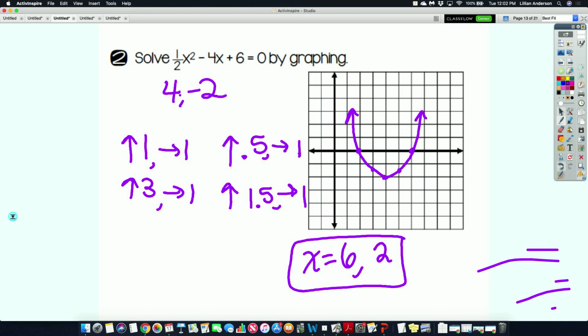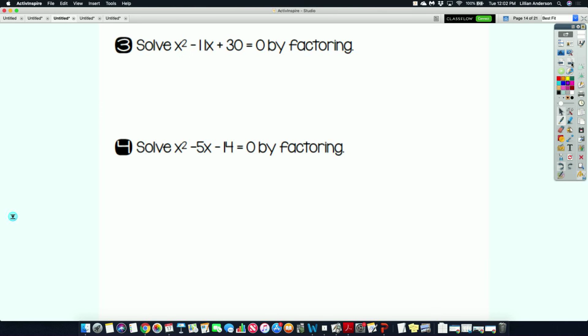Again, this will not work every time. Graphing only works if it happens to cross at a whole number. If it doesn't, then you've got to try a different option, like the quadratic formula or completing the square. Let's go through factoring real quick, okay?